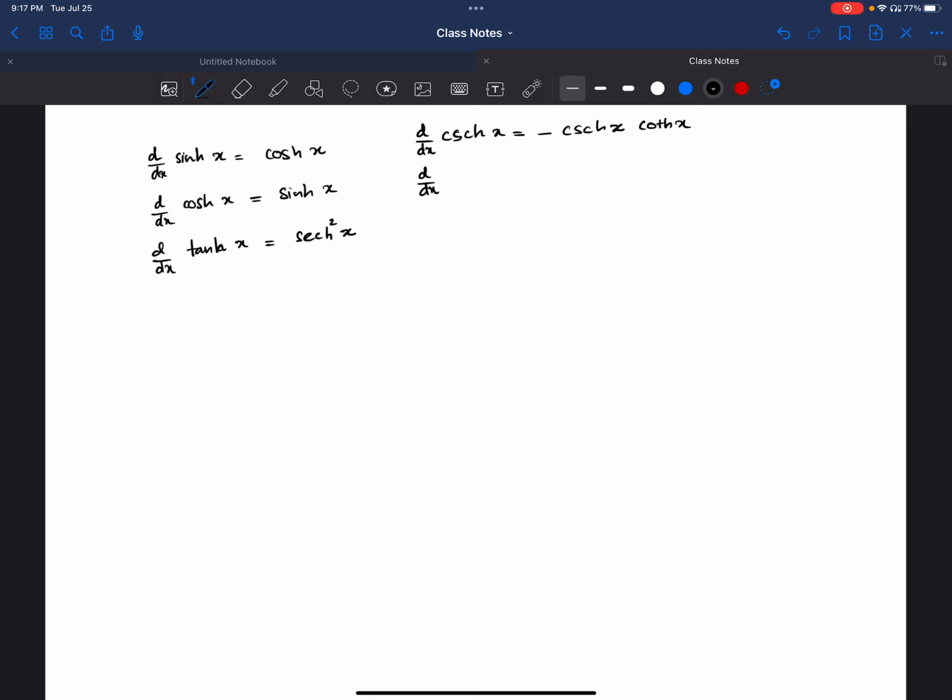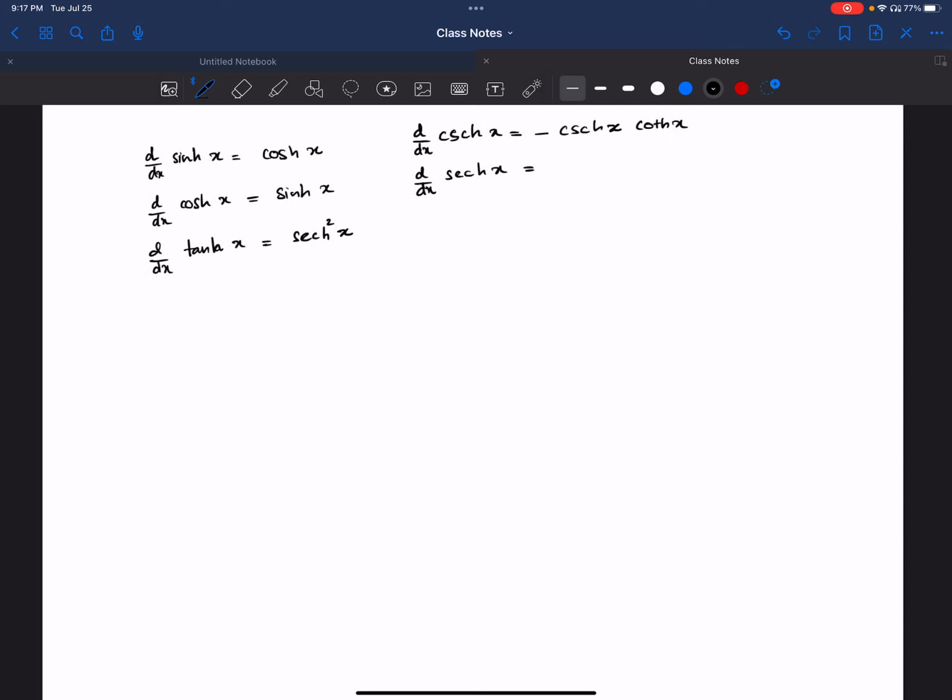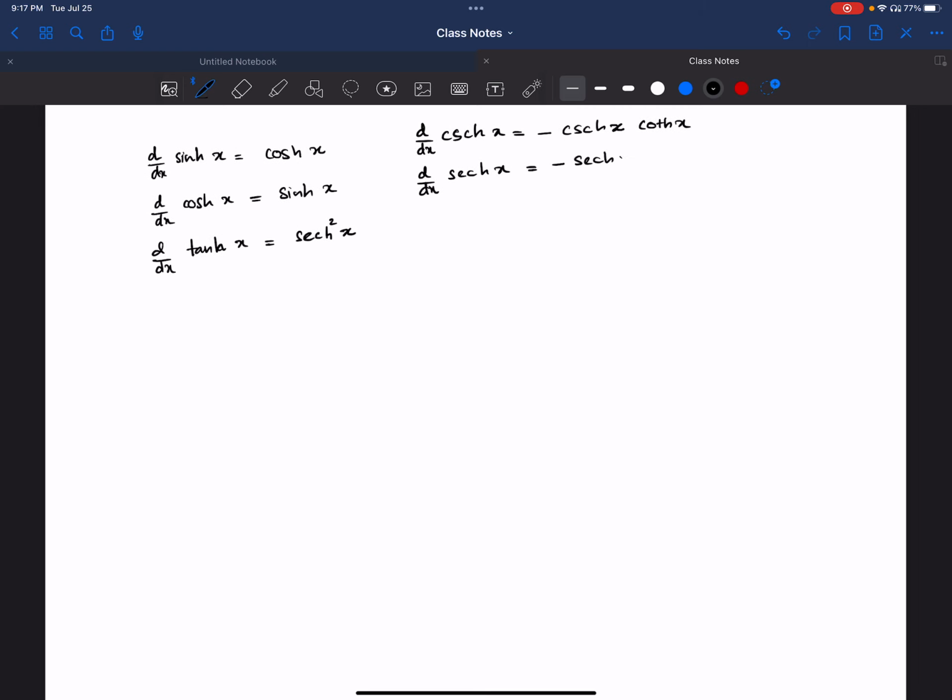and d over dx hyperbolic secant x is equal to negative hyperbolic secant x times hyperbolic tanh x. d over dx hyperbolic cotangent x is equal to negative hyperbolic cosecant x squared. So these are the six derivatives that we're going to use in this case, along with the other rules that we learned earlier.